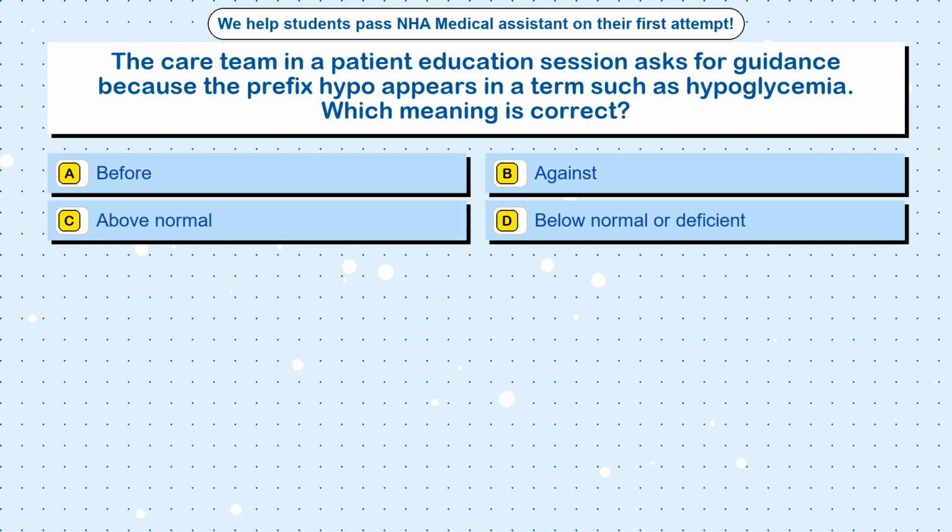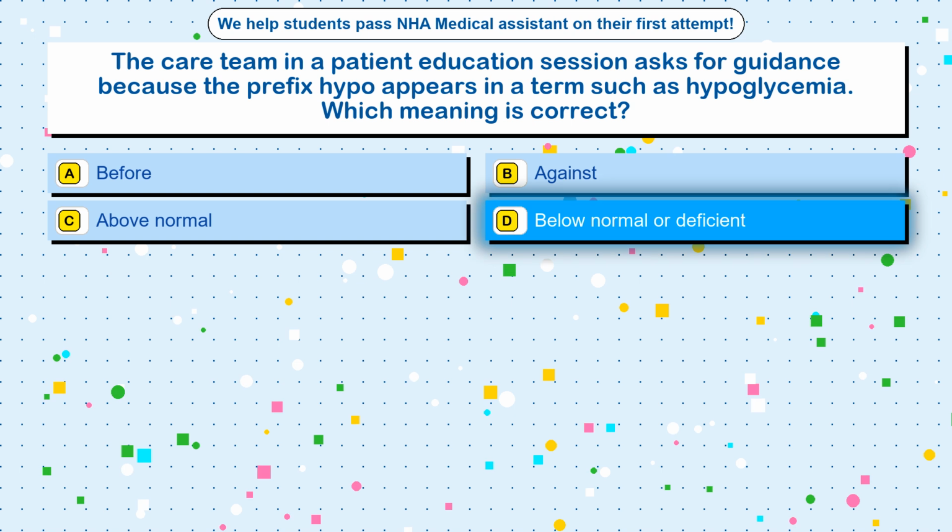Question 75. The care team in a patient education session asks for guidance because the prefix hypo appears in a term such as hypoglycemia. Which meaning is correct? Option A, before. Option B, against. Option C, above normal. Option D, below normal or deficient.